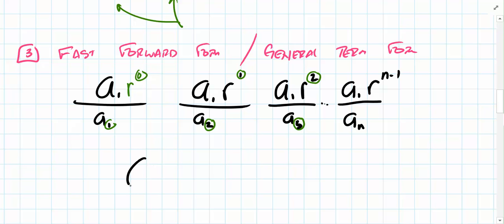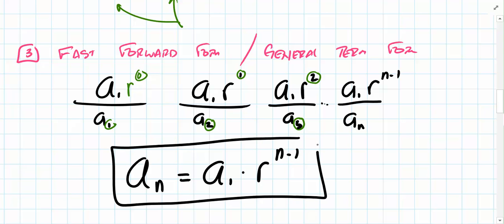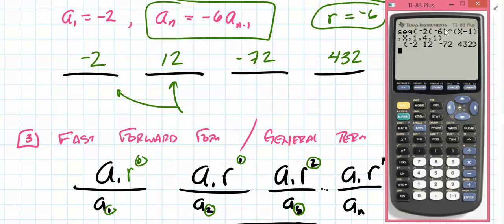Awesome. So this is our very first major concept for geometric sequences. Any old term, a sub n, is going to be represented by the very first term, a sub 1, multiplied by the ratio to the exponent of n minus 1. So I wanted to show you why that n minus 1 was there.